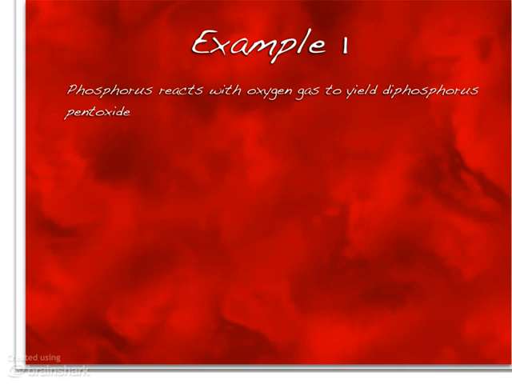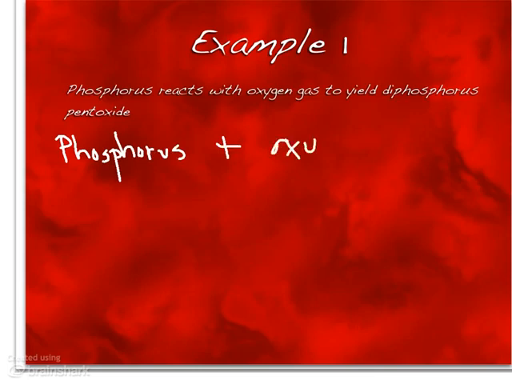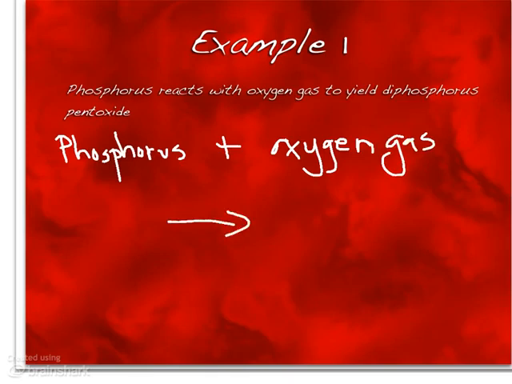So let's take this one first. Probably the first suggestion I would make is to write out a skeletal equation using the description that you've been given. So in this case you have phosphorus and it's reacting with oxygen, meaning plus, and it's oxygen gas. And that yields diphosphorus pentoxide.